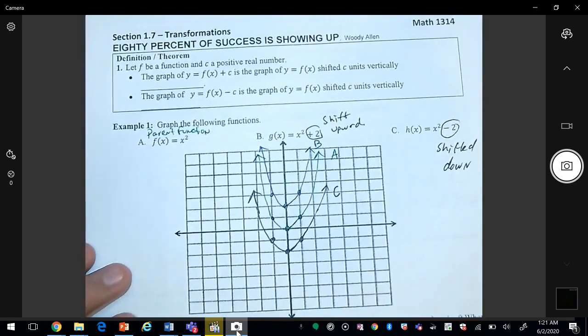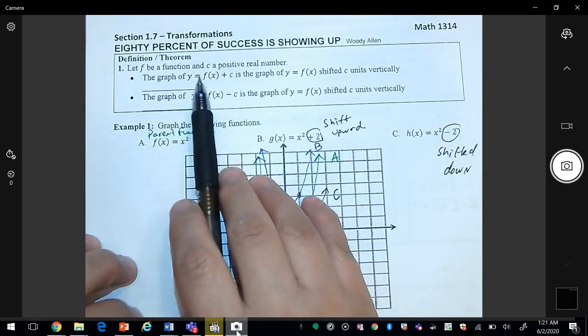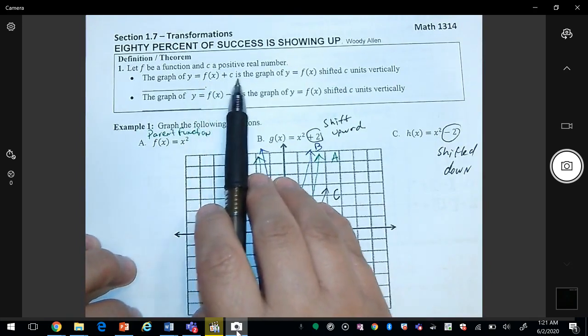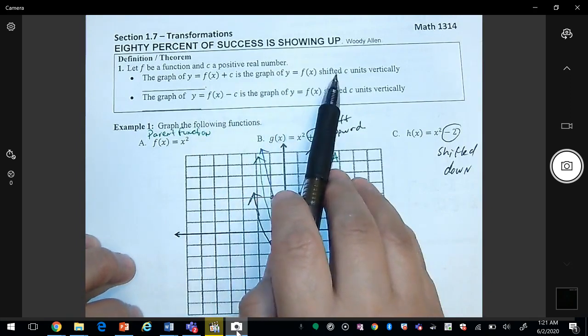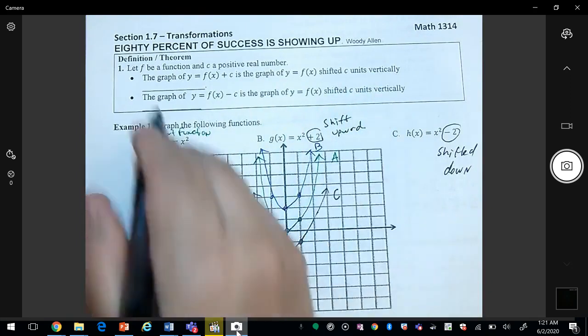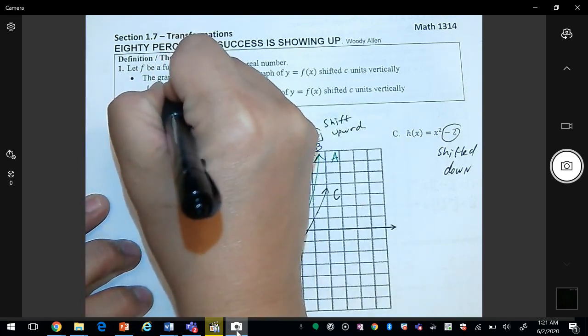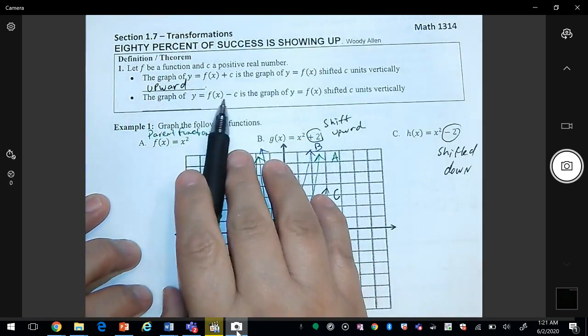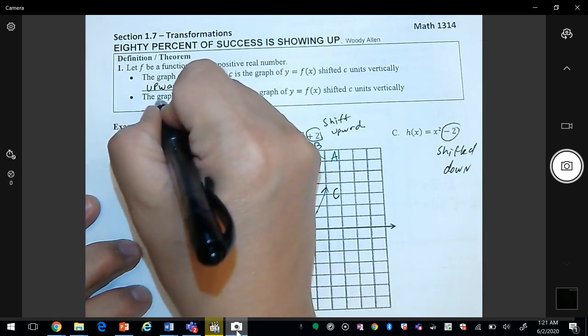So in the definitions, the graph of y equals f of x plus c is the graph of y equals f of x shifted c units vertically upward. So the graph will move upward. And if we're subtracting, then the graph will move downward.